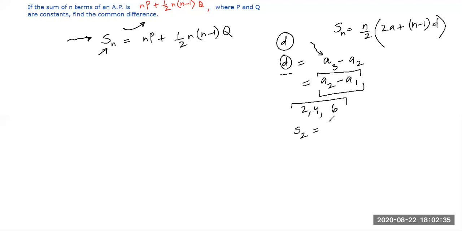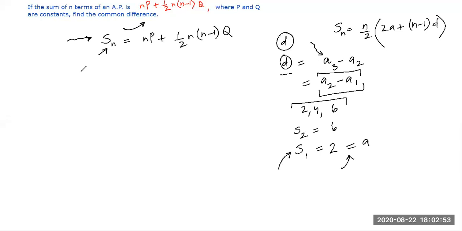S2 is the sum of the first two terms, that is 6. What is S1? S1 means the sum of only one term. What is that? The sum of n terms is 2. This is the catch, and this is also equal to a. Always, S1 is equal to a.